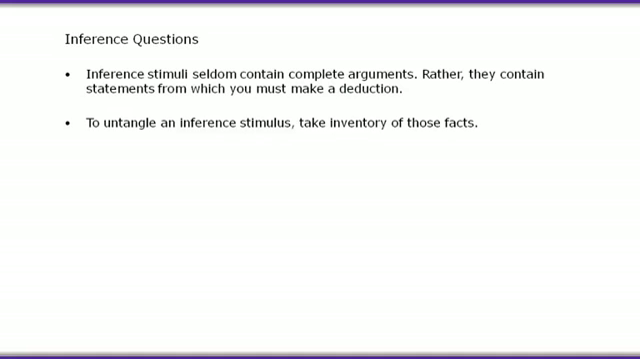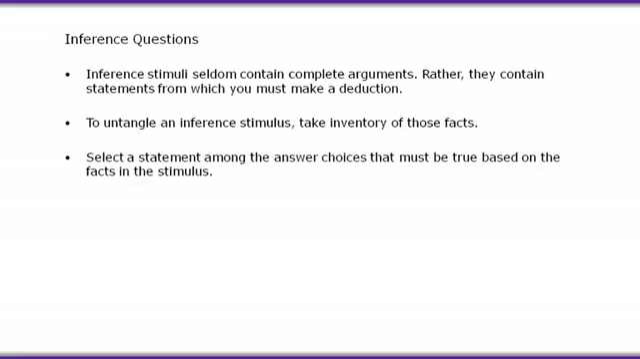An inference stimulus presents you with a series of facts rather than an argument in most cases. To untangle the stimulus, read carefully through these facts. Take inventory of the stimulus. After you've taken stock of the stimulus, decide which of the statements in the answer choices must be true. Not probably true, definitely true.